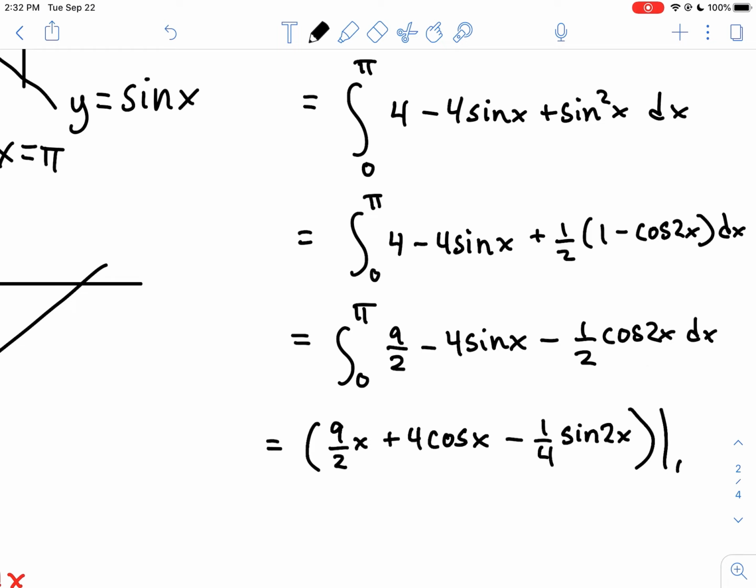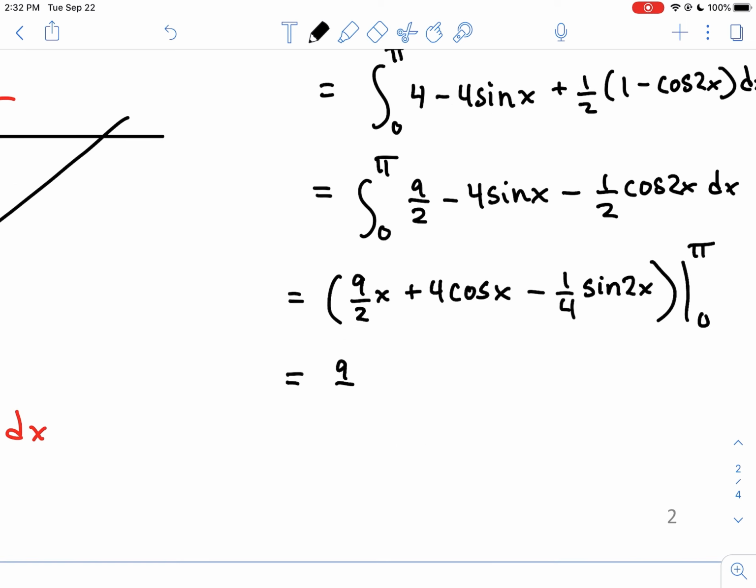Then we're going to evaluate this from 0 to pi. So we get 9 halves times pi plus 4 times cosine of pi. Cosine of pi is negative 1. So this will actually just be minus 4. Sine of 2 pi is 0. So we can get a minus 0 there, and this is plugging in pi, and then minus, and I'll plug in 0.